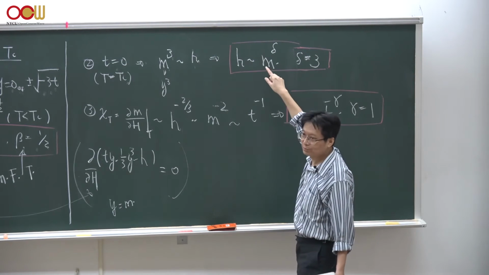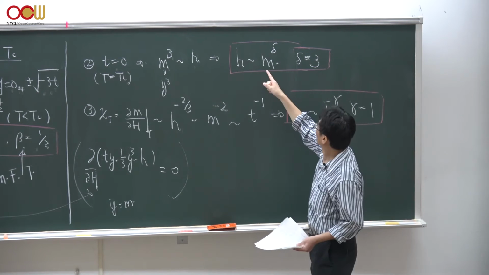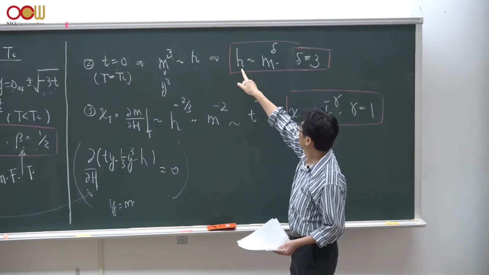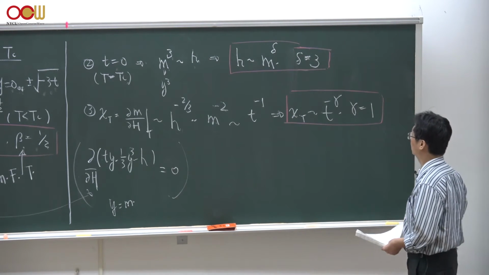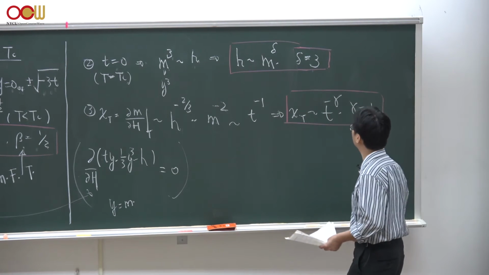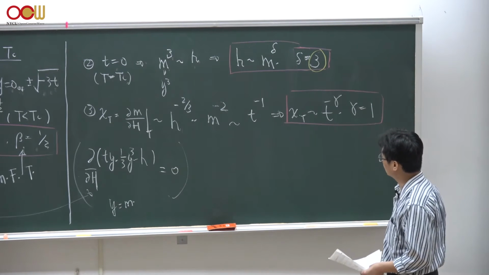And this is precisely the second important critical exponent, which relates the magnetization and the field. The field is proportional to magnetization to the power of delta, and here delta is 3. Okay, so this is the second critical exponent coming from this mean field analysis. Okay, so we can do more.